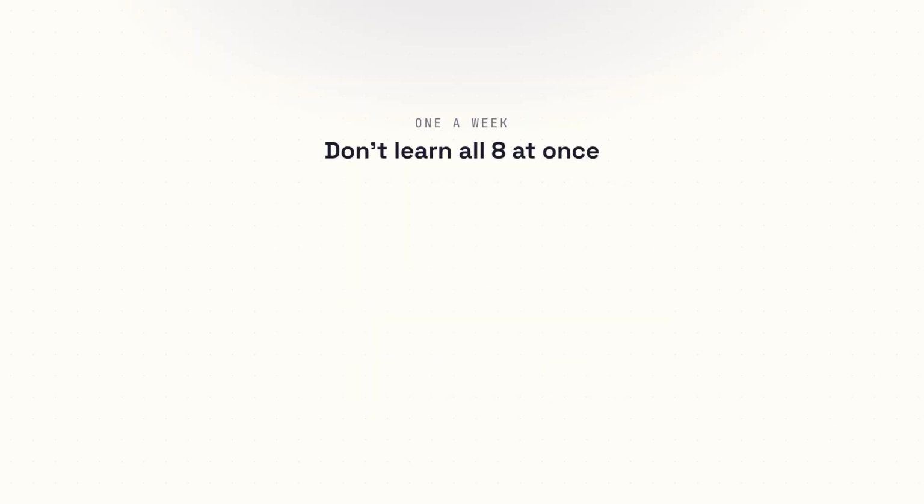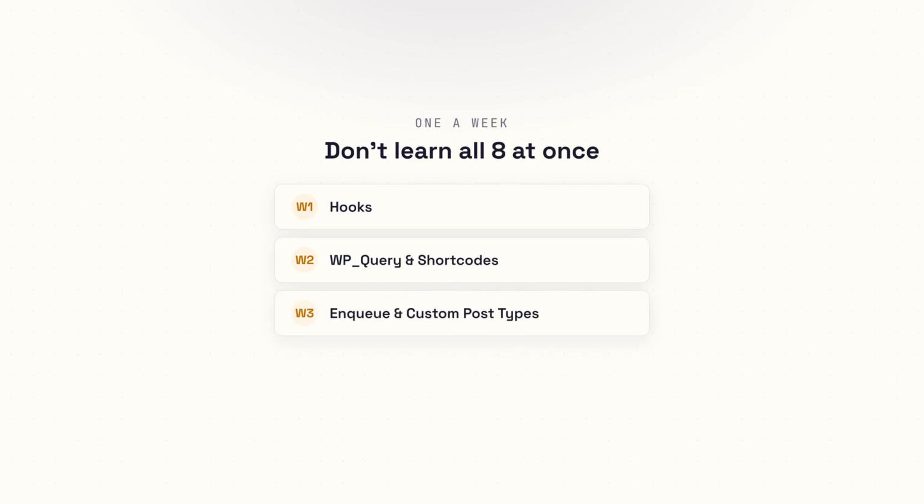Don't learn all 8 at once. Week 1, hooks. Week 2, WP_Query and shortcodes. Week 3, enqueue and custom post types. Week 4, REST API and transients. One a week. That's how I actually learned this.